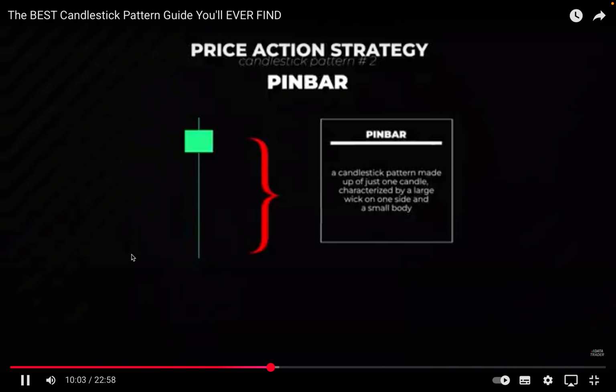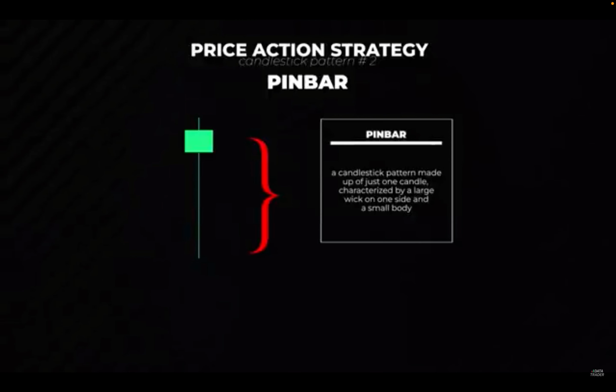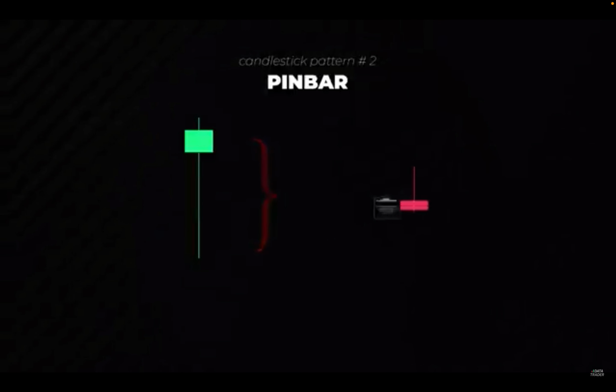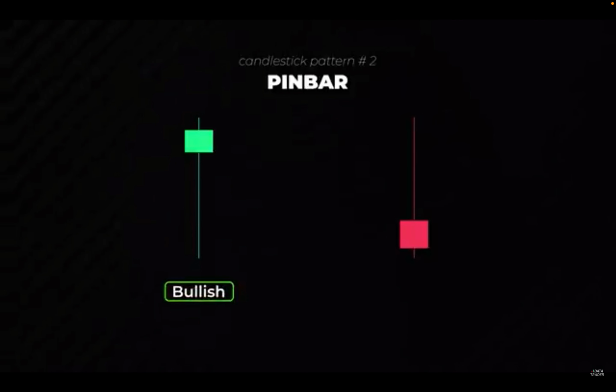A candlestick pattern made up of just one candle, characterized by a large wick on one side and a small body. There are two types of pin bar patterns. A bullish pin bar is when the candle is green, with a longer wick on the bottom. And a bearish pin bar, which is when the candle is red, with a longer wick on the top.